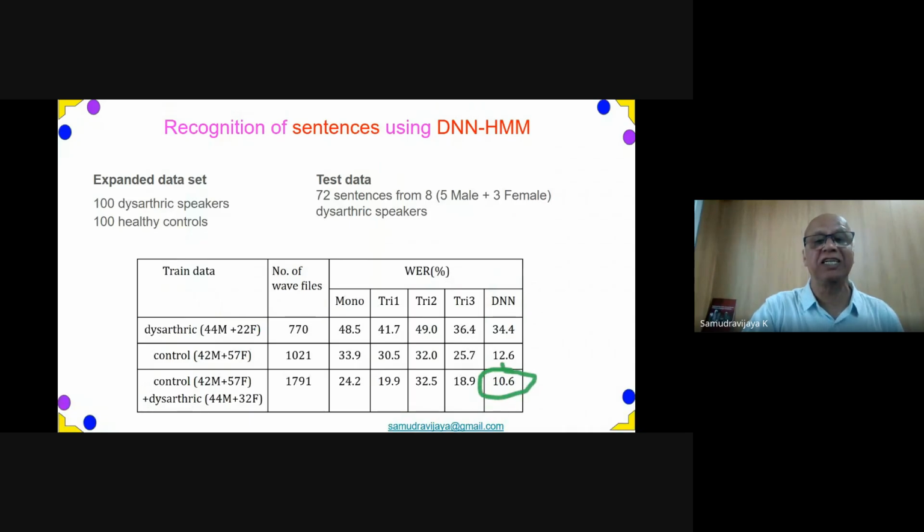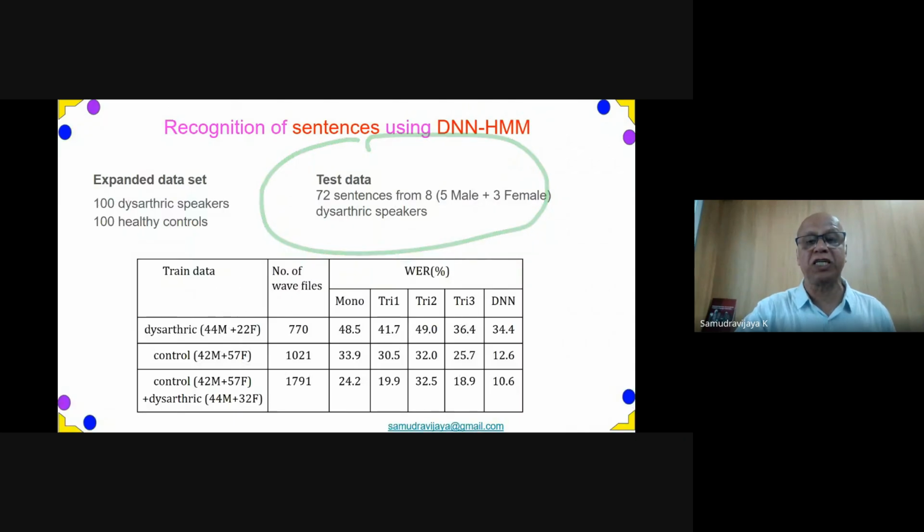What was the test data? Test data was 72 sentences from 8 dysarthric people. Somebody may ask, maybe you cheated us. You chose those 8 dysarthric people whose performance is good. How do I know that it would hold for another set of 8 people? So this is a problem that is faced in pattern recognition. Therefore, we do not report the lowest error on one test data. We do what is known as cross validation.